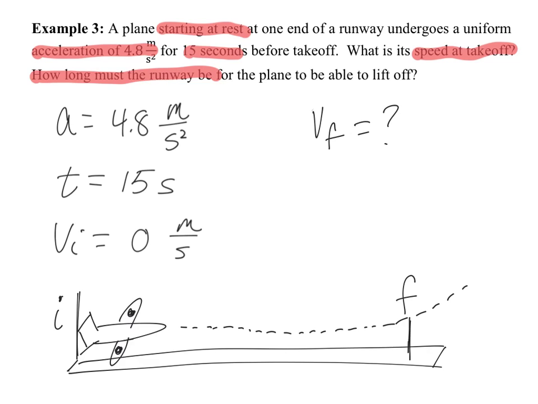So since we're looking for the speed at takeoff, it's sometimes a little bit confusing because students see the word speed. And yet I wrote VF. Again, it asked for speed, yet I wrote VF. How is that allowed? Why can I call speed final velocity in this problem? How come speed at takeoff is the same as final velocity?